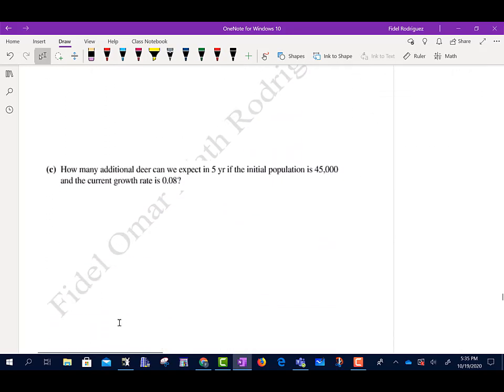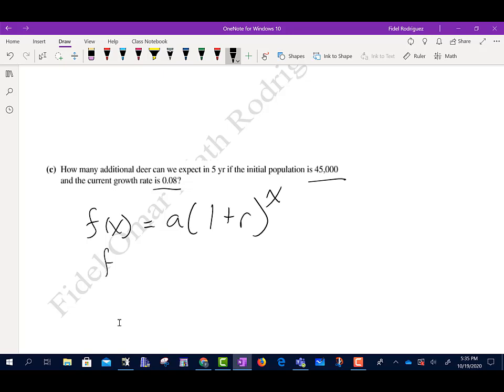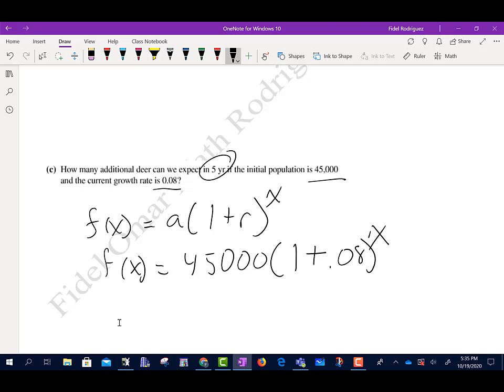Now, part C says, how many additional deer can we expect in 5 years if the initial population is 45,000 and the current growth rate is 0.08? Okay, so initial population 45,000, growth rate is 0.08. So f of x, I'm sorry, this is my basic formula. So A is 45,000. 1 plus r is 0.08 to the power x, and we're looking for 5 years.